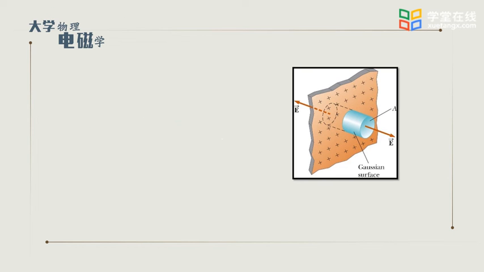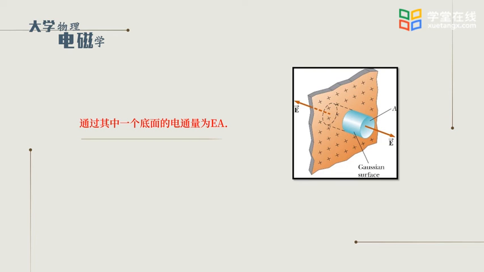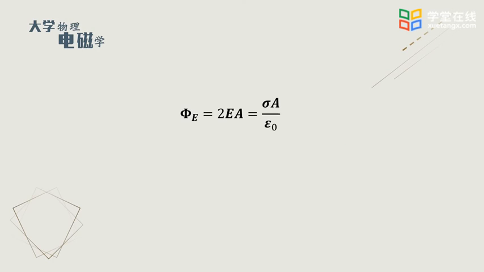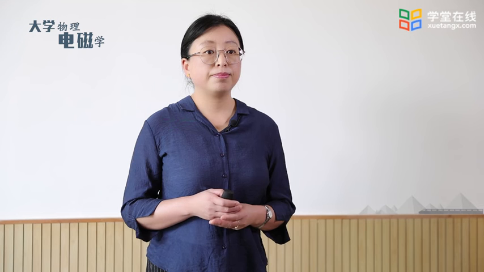For the ends of the cylinder, E is parallel to dA, so the flux through each end of the cylinder is EA, and the total flux through the entire Gaussian surface is just that through the ends. By applying Gauss's law, we have this expression, noting that the net charge enclosed by the Gaussian surface is σA. We solve for E. We found that it doesn't depend on r, suggesting the field is uniform everywhere in space.